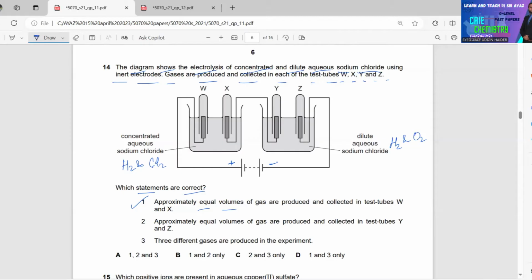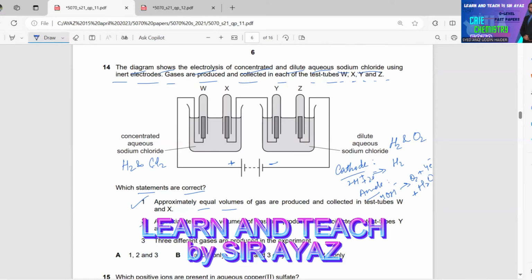The reason is that in case of dilute aqueous sodium chloride at cathode, you will be having 2 moles of H positive ion producing 1 mole of H2 gas plus 2 moles of electron. But about anode, there must be 4 moles of OH negative ion giving 1 mole of O2. There is loss of 4 moles of electron plus water. So this statement is incorrect.